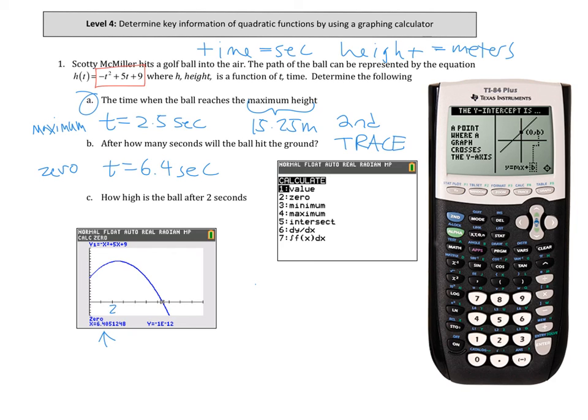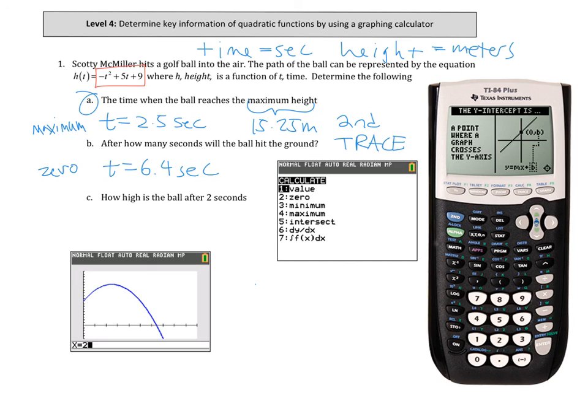So 2 seconds is about right here. We're just trying to figure out what that height would be. And we're going to do second trace again. And this time you're going to choose the number 1 for value. And when you press value, it should say x equals at the bottom, and you're going to plug in 2.